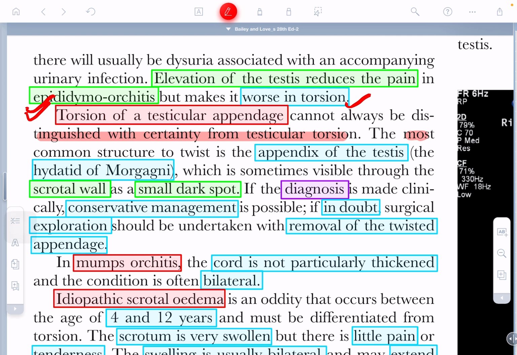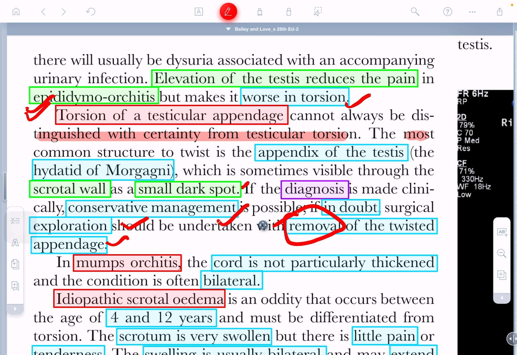Next DD: there is an appendix of the testis, also called hydatid of Morgagni. If there is torsion of this appendix, you will see a small dark spot, also called the blue dot sign, in the scrotal wall. Diagnosis is made clinically, and there is conservative management. If in doubt, you have to explore and remove the torsed appendage. There is no untwisting; you have to remove that torsed appendix.